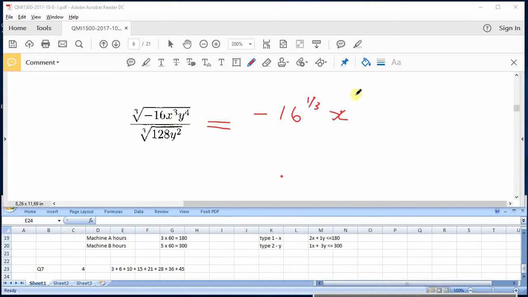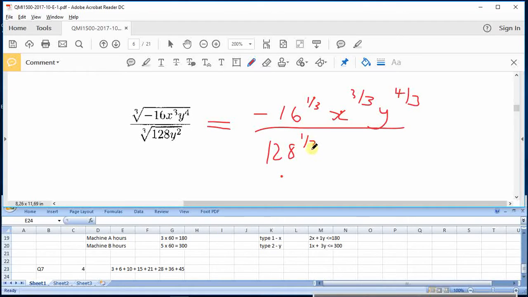Alright, and then you've got 3 over 3. And you've got y to the 4 over 3, over 128 over 3, y to the 2 over 3. Okay.